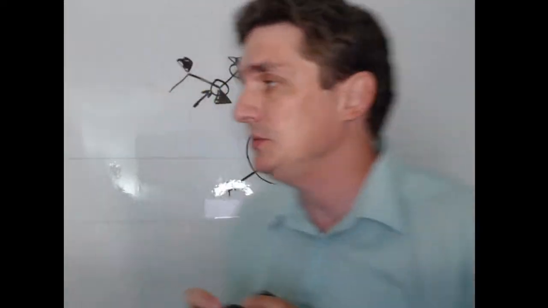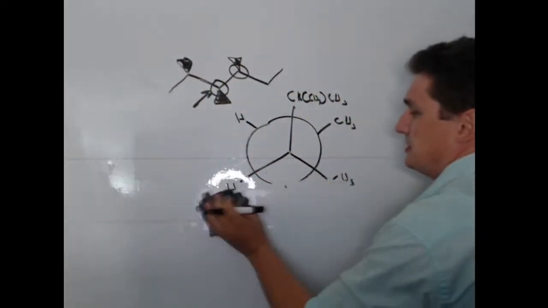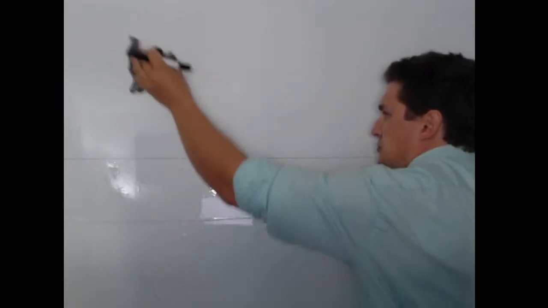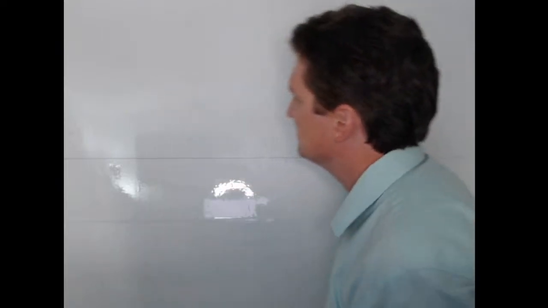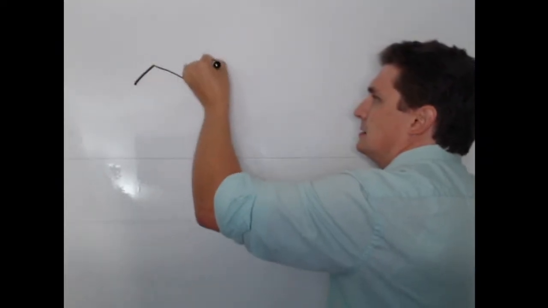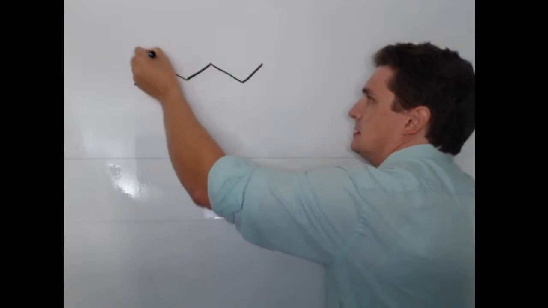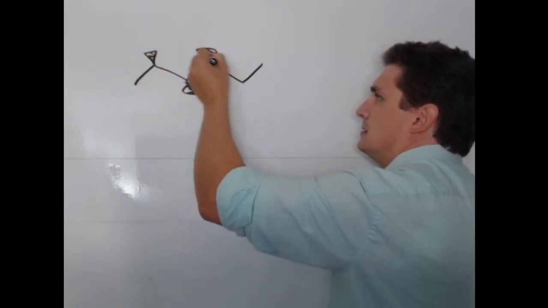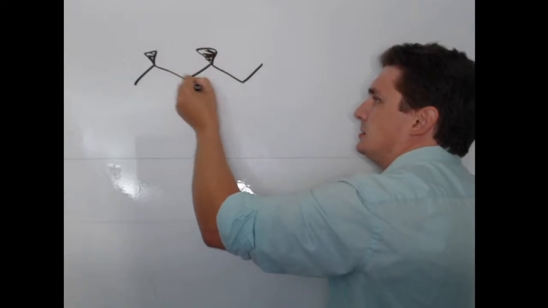So how do we do the CIP rules? There are the true CIP rules and the ones we're going to use for alkanes. The ones we're going to use for alkanes are still the true CIP rules, but they're more of a consequence of the CIP rules. So let's look at carbon-3.